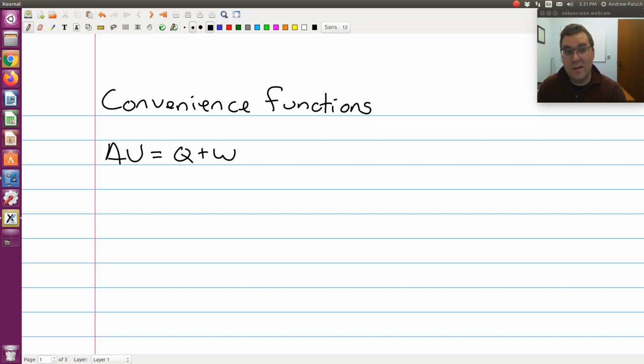Q is heat either added to my system or removed from my system. W is the work done on or by my system. Okay, sign convention, we write this as Q plus W. This is IUPAC convention, where Q is positive when heat is added to my system. It's negative when heat is removed from my system. W is positive when work is done on my system, negative when work is done by my system. Okay, but delta U is Q plus W.